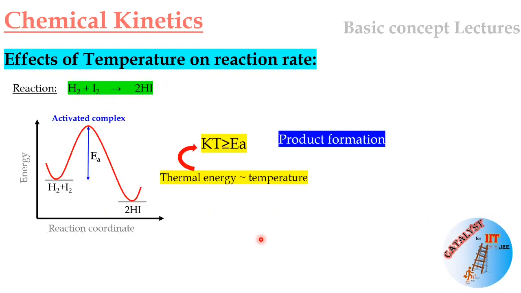Correct? So let us take this specific example where H2 plus I2 is going to form 2HI. Now H2 plus I2 are the reactant molecules and HI is your product molecule. Ea is the activation energy barrier. This is the transition state, or it is also called the activated complex. Now when thermal energy comes from the room temperature, if the room temperature is T, then the thermal energy is called kT. k is the Boltzmann constant.